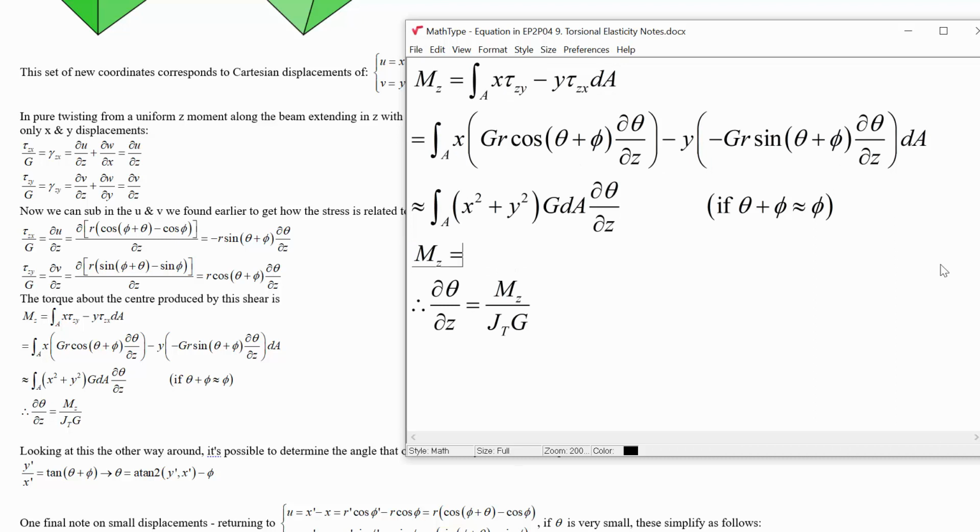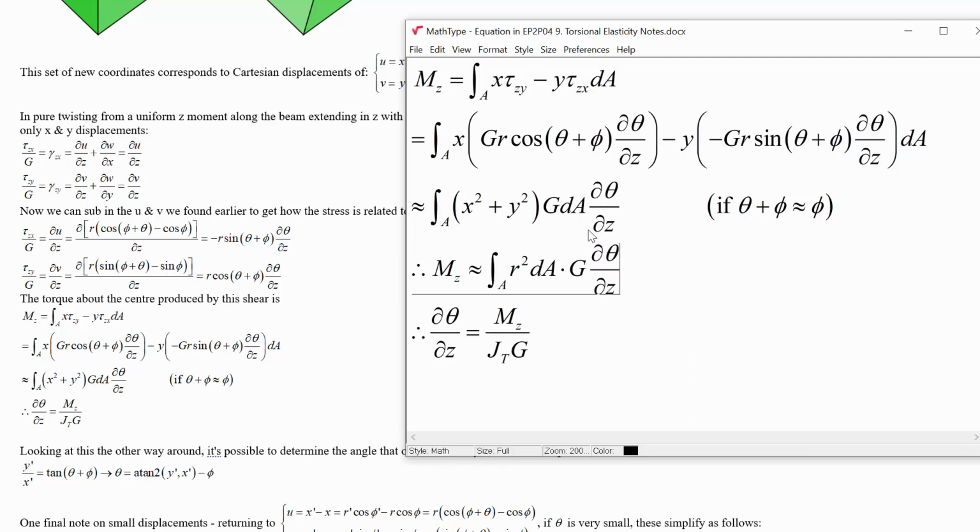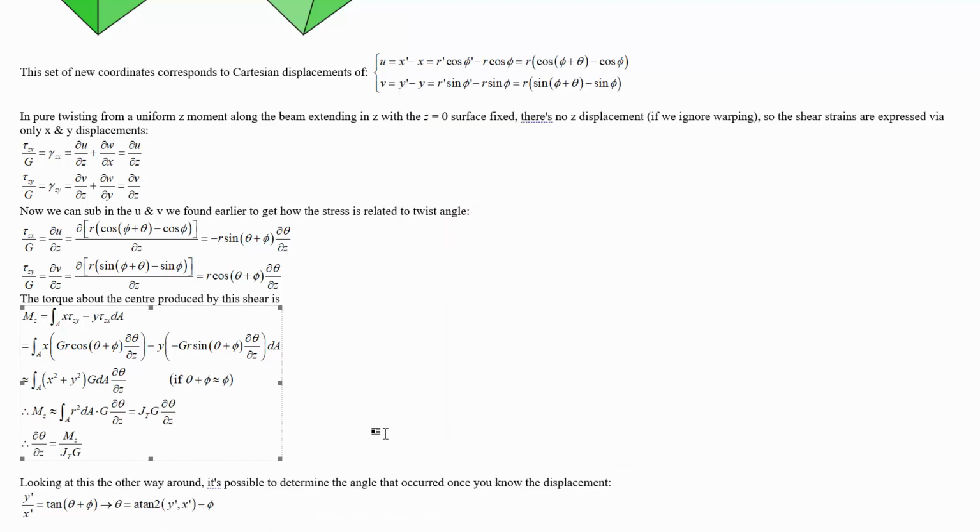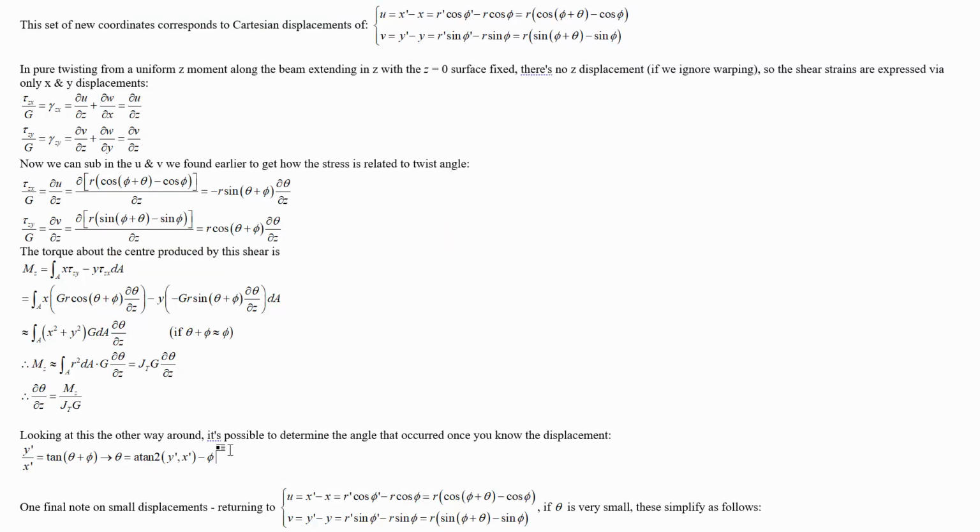We've got then Mz is approximately equal to what we have here, which is the integral of r squared dA over the area times G del theta by del z, which equals Jt G del theta by del z, at least as long as there's no warping. So another thing that is useful here is the ability to figure out what the twist angle that occurred was.